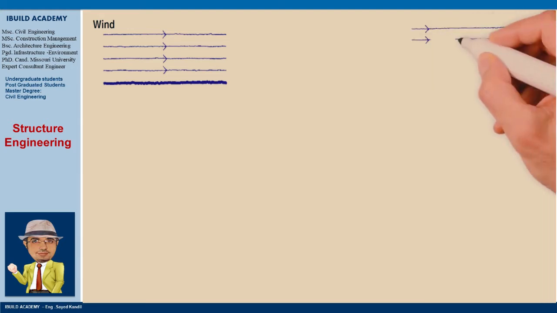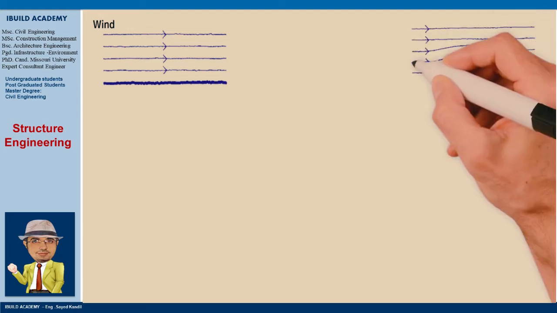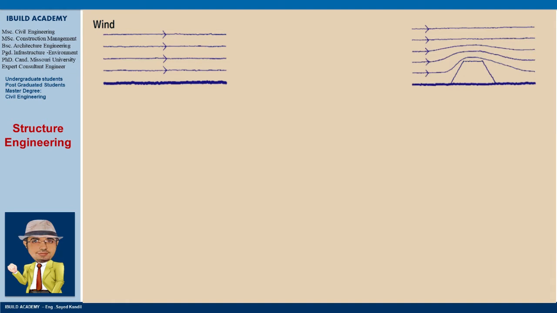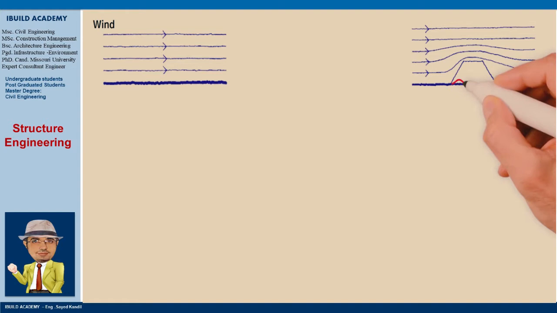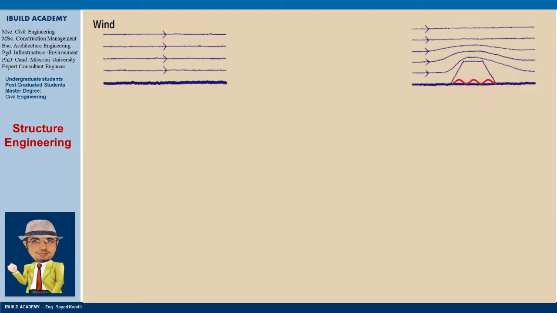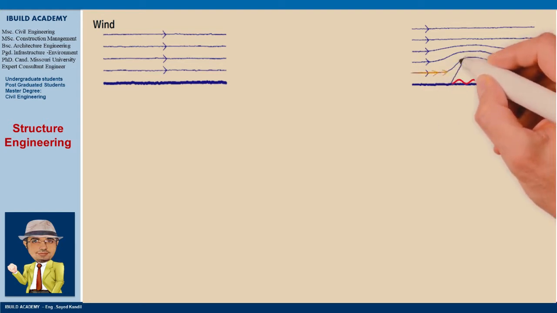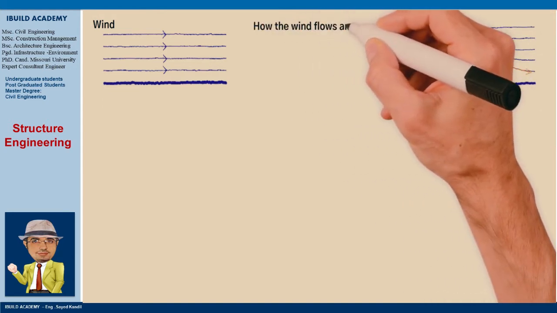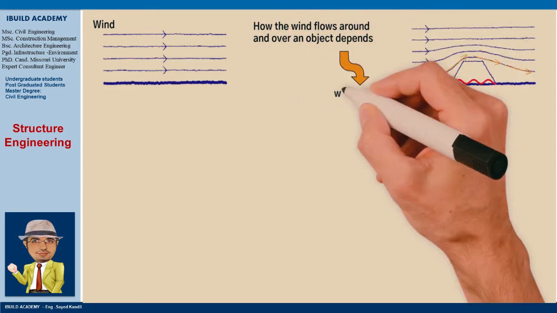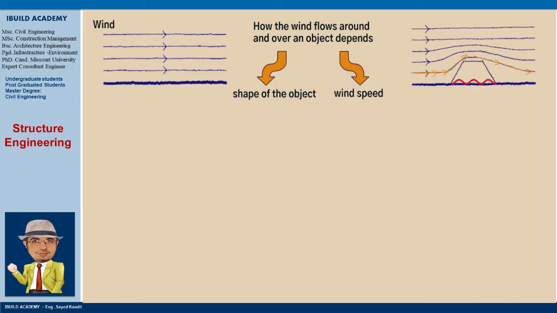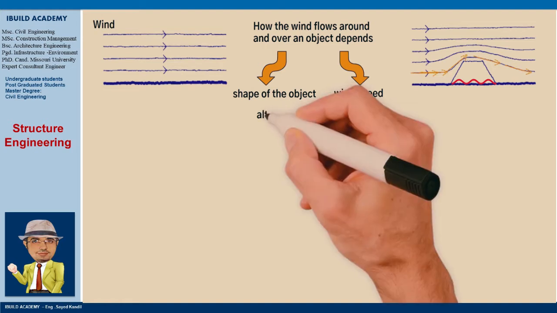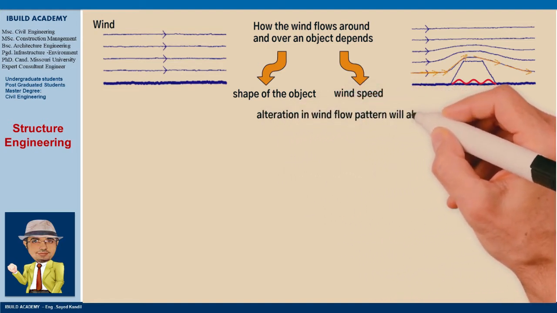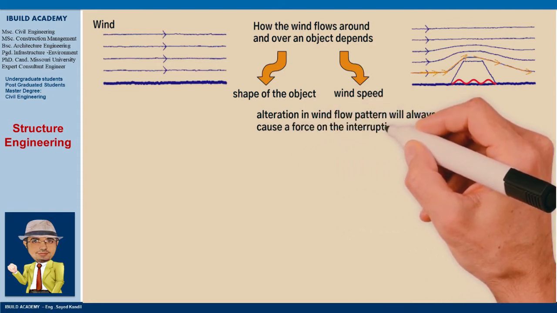If an obstruction is placed in the path of the wind, it alters the pattern of the wind flow. This is why kites and planes fly and boats sail. If the object is fixed to the Earth's surface, like a building, the wind must flow around and over it. How the wind flows around and over an object depends both on the wind speed and the shape of the object. These are the basic questions considered by the complex subject known as aerodynamics. But the alteration in wind flow pattern will always cause a force on the interrupting object.